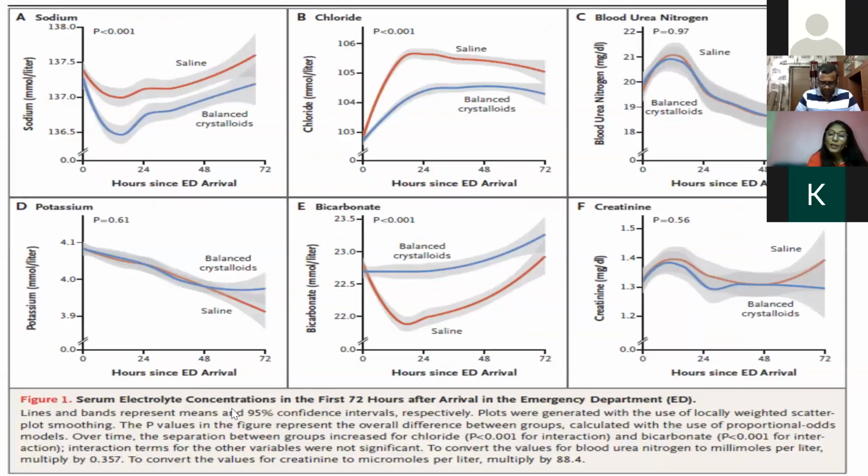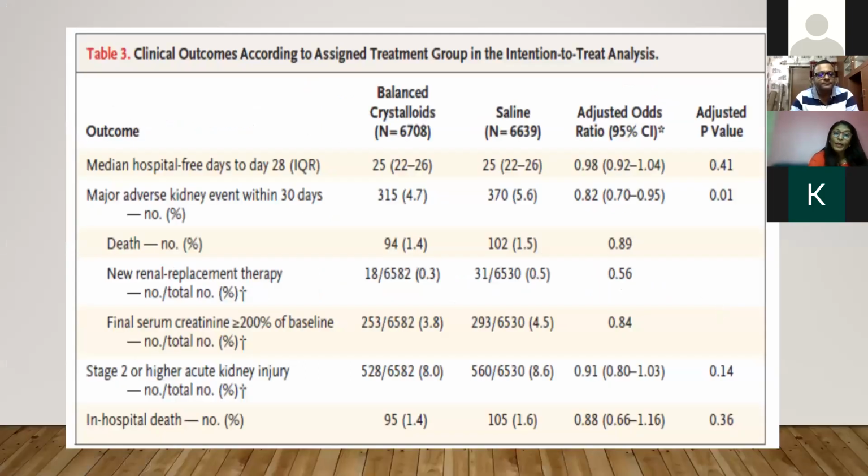On day 3, or 72 hours after arrival into the emergency department, the patients resuscitated with normal saline showed an increased sodium load, an increased chloride load, and a slight increase in the BUN. The potassium levels remained the same as compared to the balanced solutions. There was an increase in the bicarbonate levels in the balanced crystalloids. The serum creatinine was marginally elevated in the normal saline group.